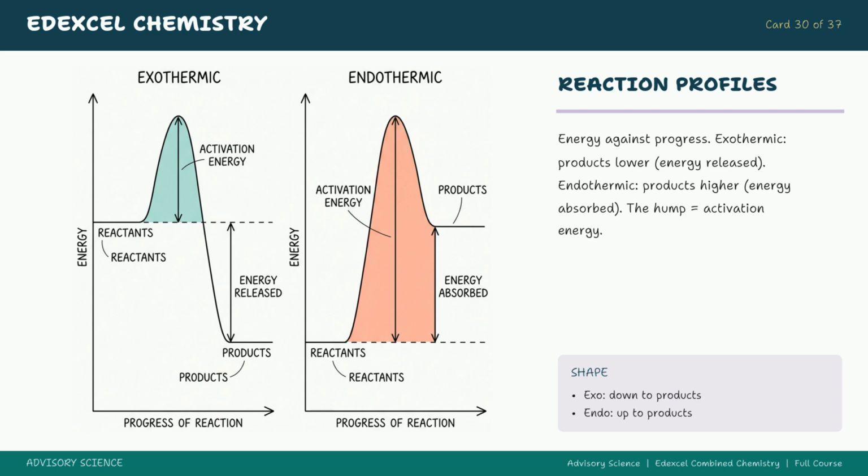Always label 3 things on a profile: reactants, products, and the activation energy. Lots of students forget the activation energy label and lose an easy mark.